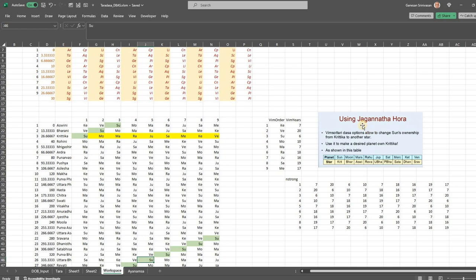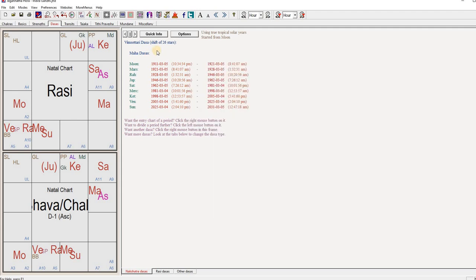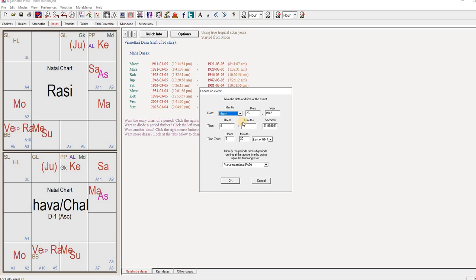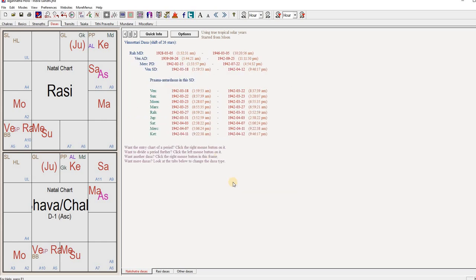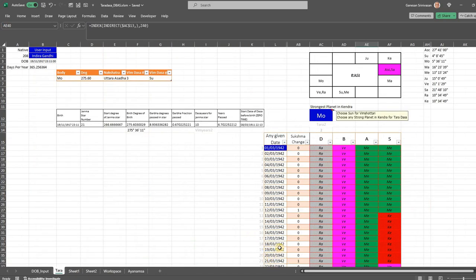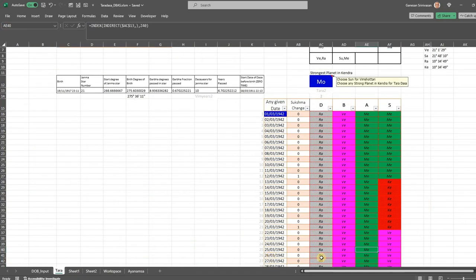I just copied it from PVRG's presentation there. So once you choose Bharani, you get this, and let us calculate the event. I have put March 26th, 1942, and what do you get here? You get Rahu Dasha, Venus Bhukti, Mercury Antara, Venus Sukshma, which is what I also get here in this sheet on the 26th of March.